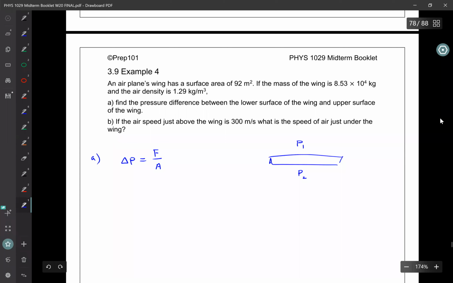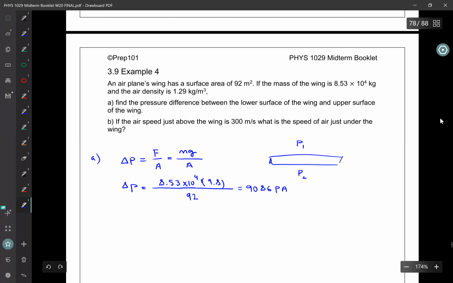Now, I can calculate delta P, the pressure difference between the upper surface and the lower surface, by just literally writing the force, that's the weight of the wing, which is m times g, divided by the surface area of the wing. So in that case, delta P equals, I would sub in for the mass of the wing, 8.53 times 10 to the power of 4 kilogram. You don't really have to use the unit. And instead of g, I sub in 9.8. Surface area is given. It is in the right unit. It's 92 meters squared. If you sub in all the numbers, you're going to get 9,086 pascals.